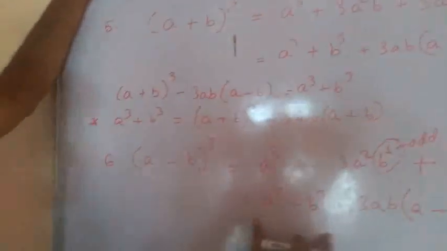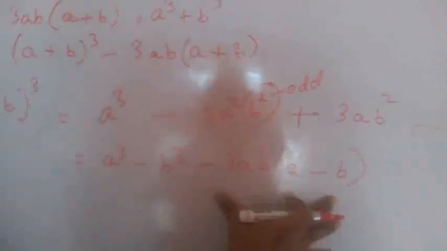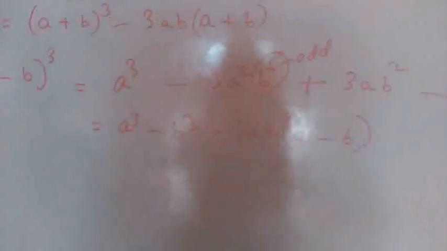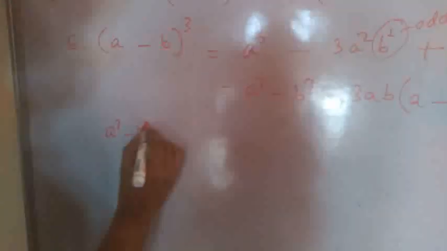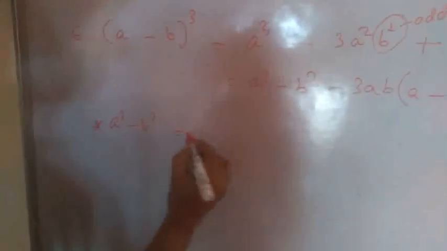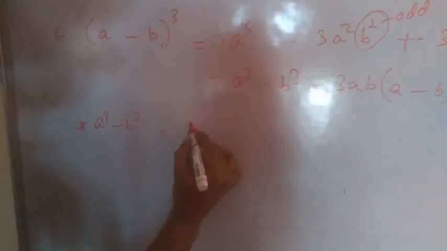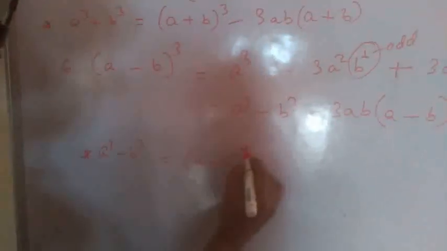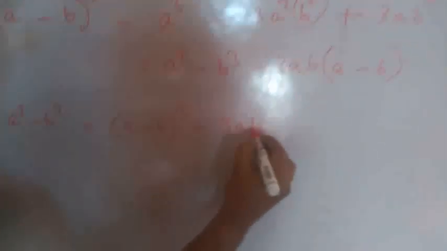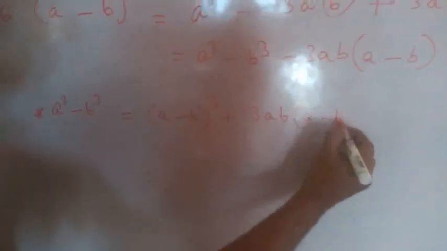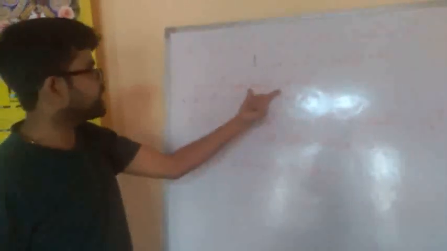Similarly, in case of this one, since this is minus thrice ab, if you bring it to the other side, this will become plus thrice ab. So a cube minus b cube will be equal to a minus b whole cube plus thrice ab whole into a minus b. Almost the same. If you know this, then you can find this one. So these are known as corollaries. These are useful for finding some values.